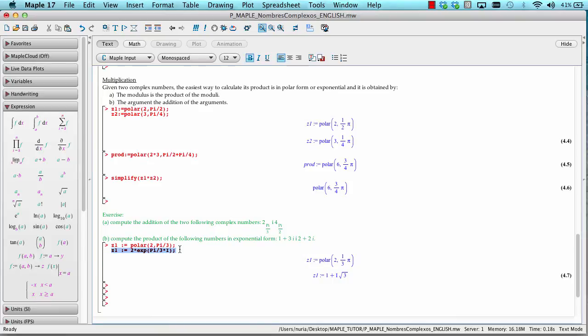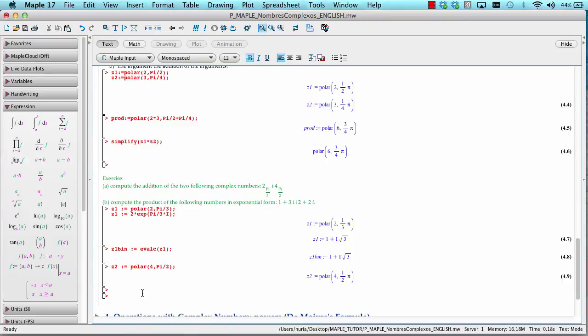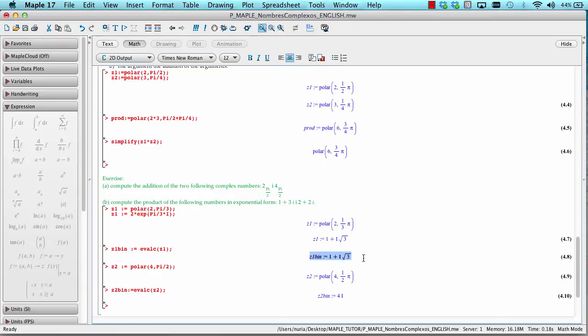If we do this like this, you can see that it's directly converted to binomial, but otherwise, once we have Z1, we should use Z1 binomial to convert it, okay? Now, the second number, Z2, it's polar, 4, pi over 2. We convert Z2 to binomial with evalc. So we now have two numbers in binomial form, Z1 bin and Z2 bin.